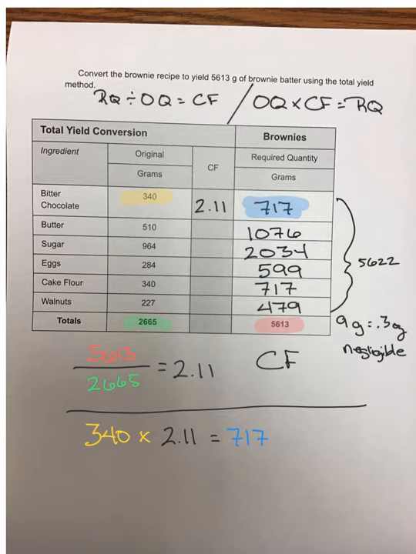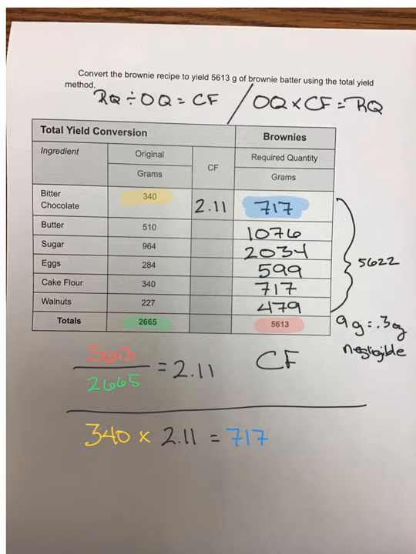The third step, multiply the original quantity times the CF to get your required quantity. So I highlighted it in yellow. The original quantity of bitter chocolate is 340 grams times the 2.11 CF equals 717 grams. Continue that with each row until you get to the bottom.